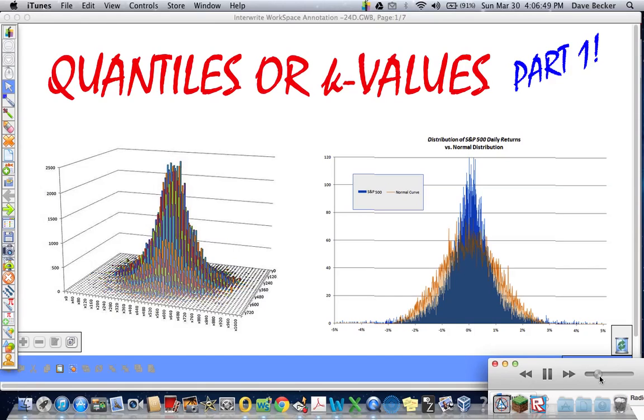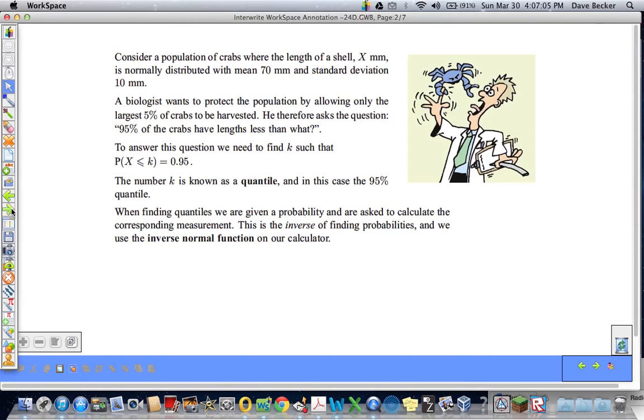And today, along with Earth, Wind, and Fire, we are indeed grooving tonight with quantiles or k values, part one. There might not be a part two. We'll see. I'm not sure. But it's part one nevertheless. Let's get to it, shall we?